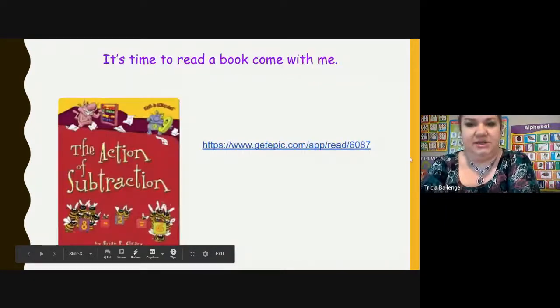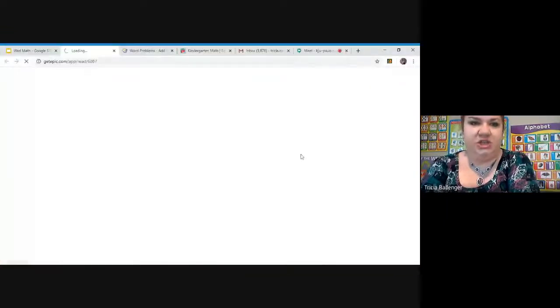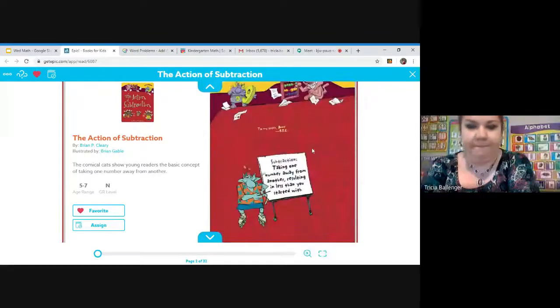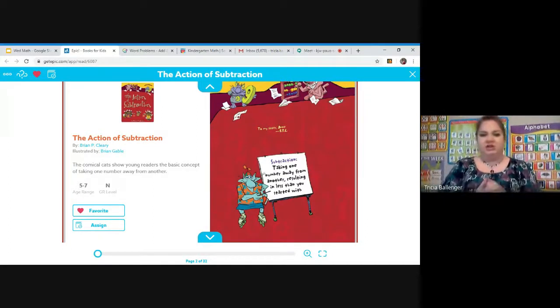All right, subtraction action is what we are learning about today. So we learned about addition, and so now we're going to learn about the action of subtraction. You can find this story at getepic.com/app/read/6087. All right. The title of our book is The Action of Subtraction. Our author is Brian Cleary, and our illustrator is Brian Gamble.